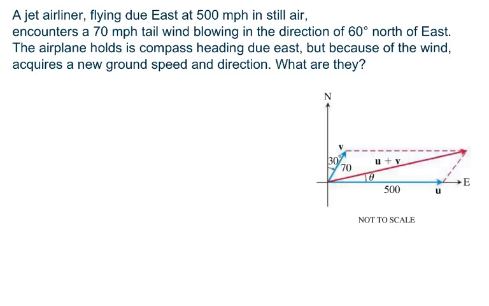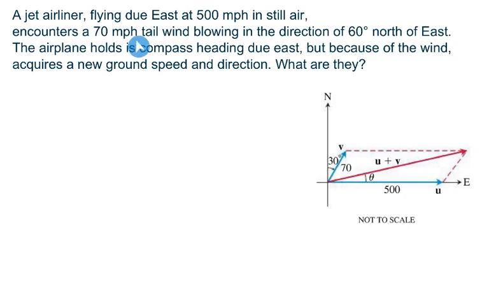In this video, we're going to do two application problems. One important application using vectors occurs during navigation. We have a jet airliner with a velocity due east 500 miles per hour, and that is in still air. But of course, we know that there's other air blowing around that may affect the way this jet airliner flies.